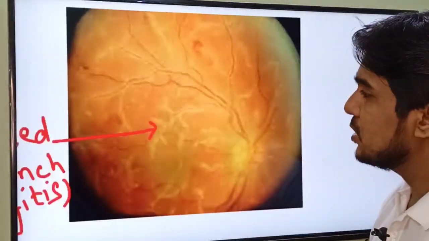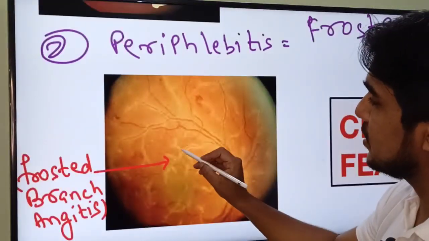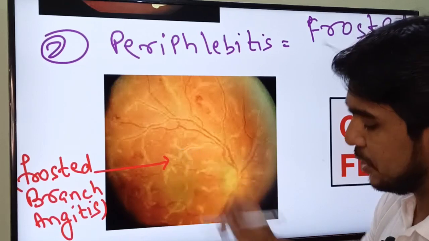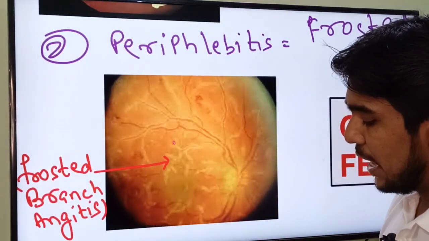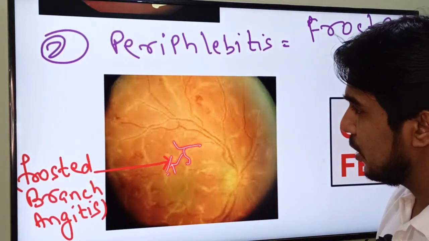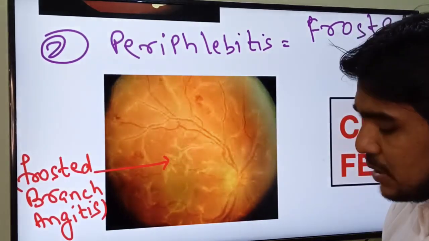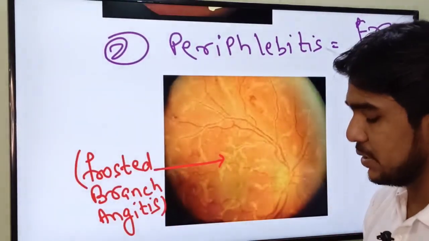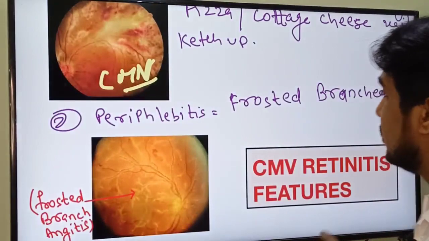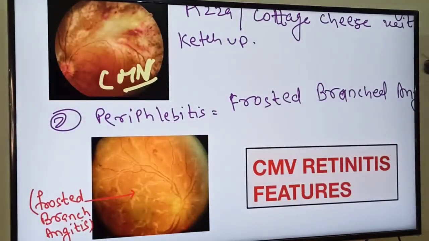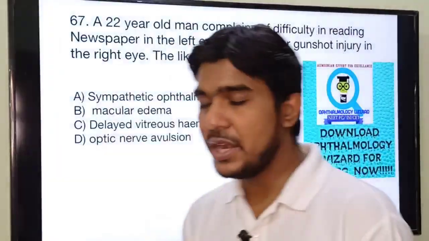Or there is a phlebitis. You can see this phlebitis. Can you see this phlebitis? See here, this one. Appreciate this branching pattern. Can you appreciate this? So this is like the frosted branch angiitis. So these are the features of CMV retinitis, right? So you have CMV retinitis also.